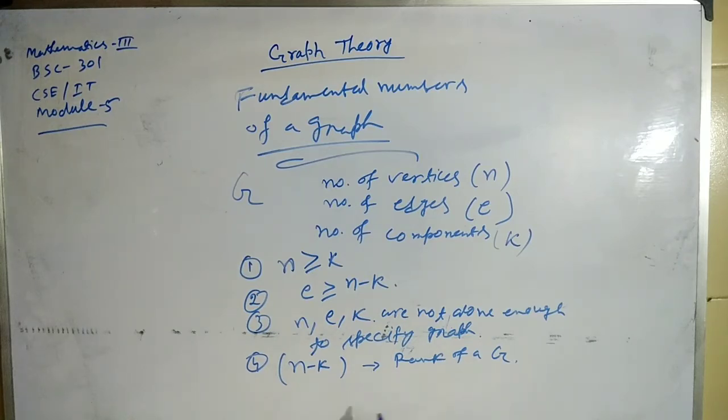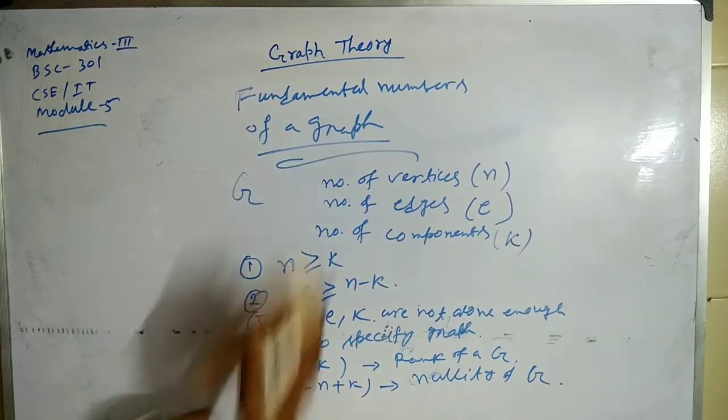Then N minus K will be called the rank of the graph. And E minus N plus K, where E is the number of edges, N is the number of vertices, and K is the number of components in a disconnected graph, is called the nullity of the graph G. So N will always be greater than or equal to K, E will be greater than or equal to N minus K, and this N minus K is called the rank of a graph, and E minus N plus K is called the nullity of a graph.